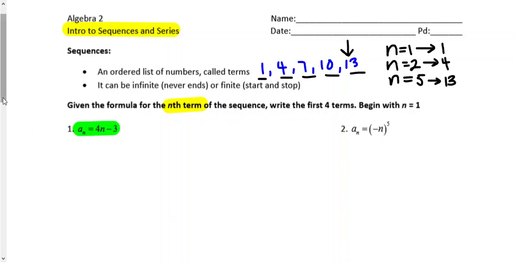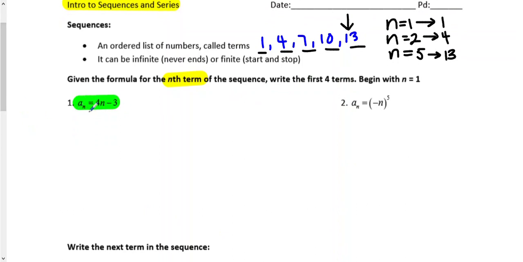Okay, so in order to find the first term of this sequence, I'm going to plug 1 in for n. So I'm going to say a sub 1 equals 4 times 1 minus 3. And then we do our math. So 4 times 1 is 4. 4 minus 3 is 1. So my first term in my list is 1.